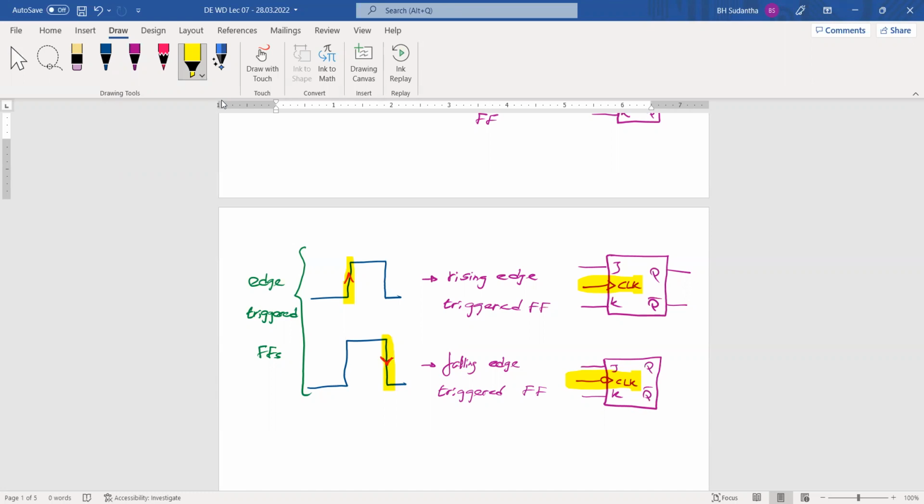When you buy a flip-flop from the market, you can refer to the data sheet. Based on your data sheet, you can determine what type of flip-flop you have. And according to the data sheet, considering this symbol, you will identify which edge the flip-flop uses to trigger.